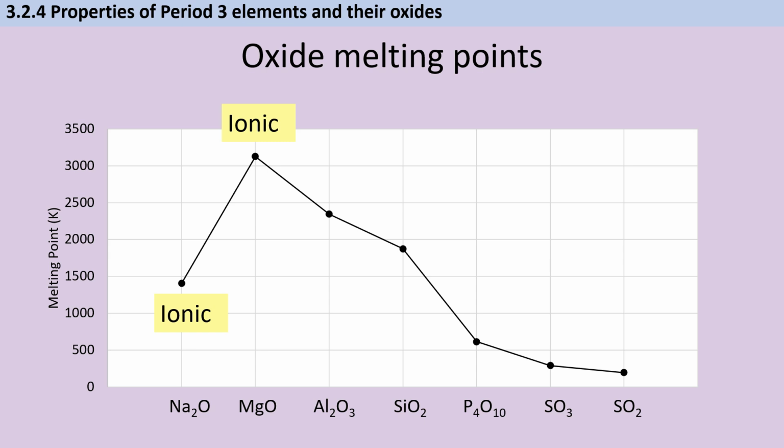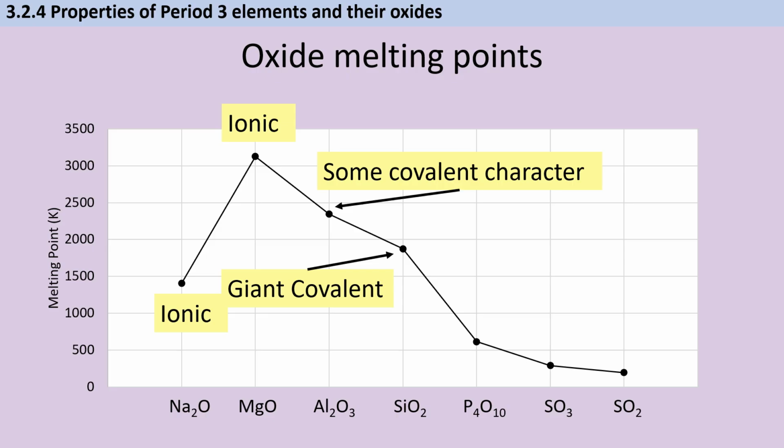Aluminium oxide is ionic, but it does show some covalent character, and this can be explained by the electronegativity difference being less big, or alternatively by the small aluminium ion with a high charge being able to get close to the oxide ion and distorting the oxide charge cloud. Silicon dioxide is a giant covalent structure, and therefore it has a very high melting point due to the large amount of energy required to break the strong covalent bonds. And then our final 3 oxides are simple molecular structures with much lower melting points because it's only the weak van der Waals forces between the molecules that need to be overcome, not strong covalent bonds.